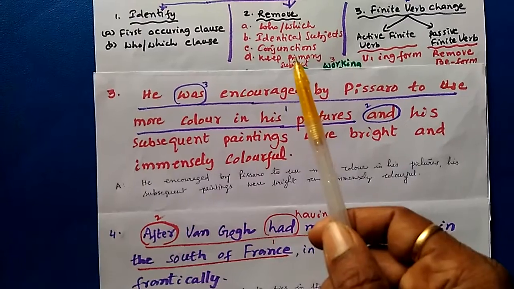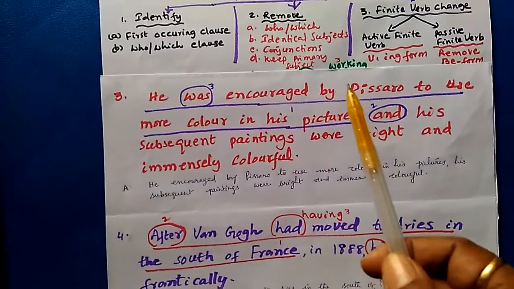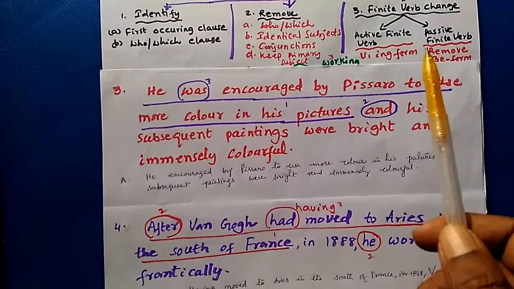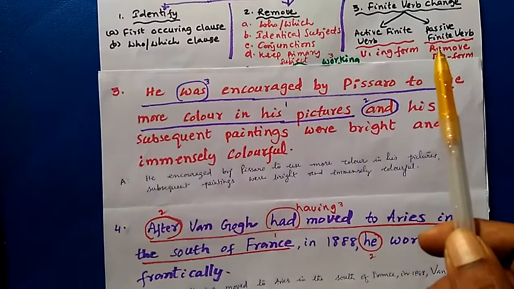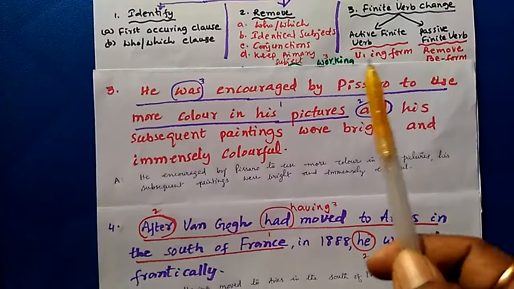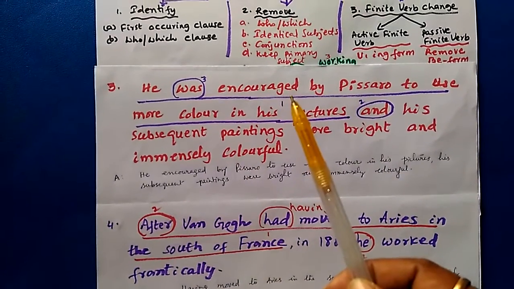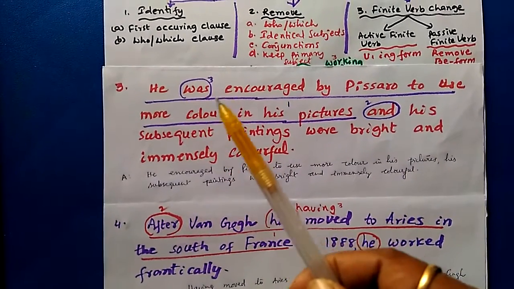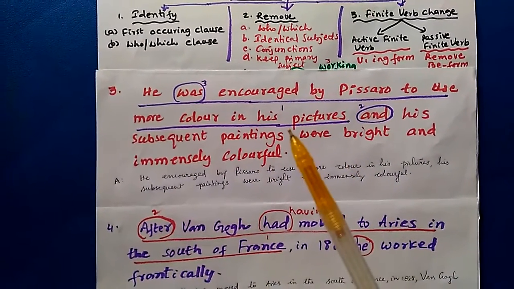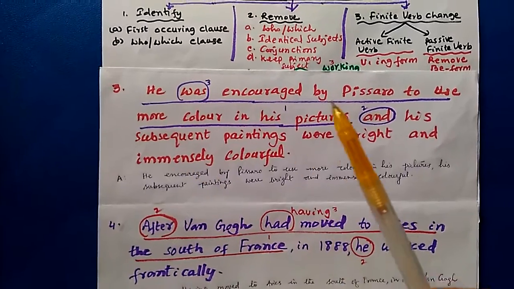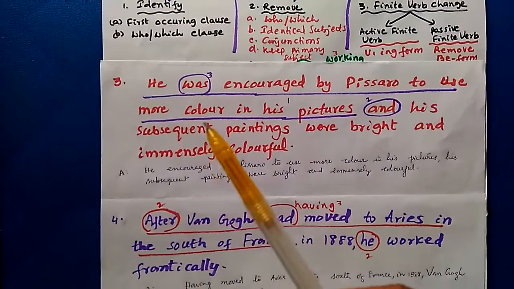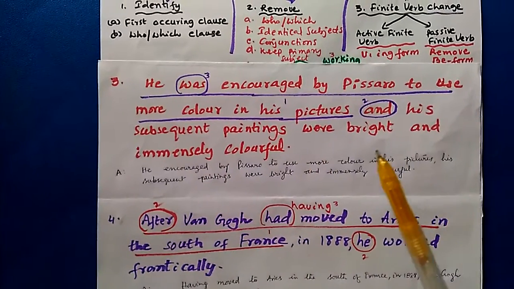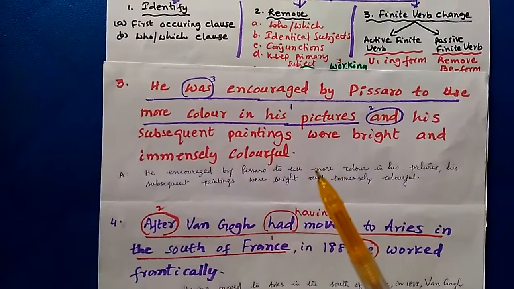And next, conjunction change. Here the conjunction is and. And is to be removed. And next one, finite verb change. Here the finite verb is in passive form. Was encouraged is in passive form. So we have to remove the be form here. So was is removed. By doing these changes, we can get the answer. Encouraged by Pissarro to use more color in his pictures, his subsequent paintings were bright and immensely colorful.